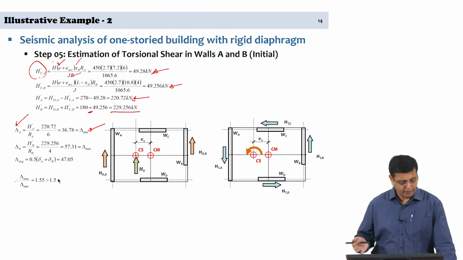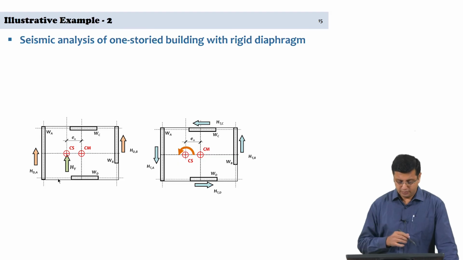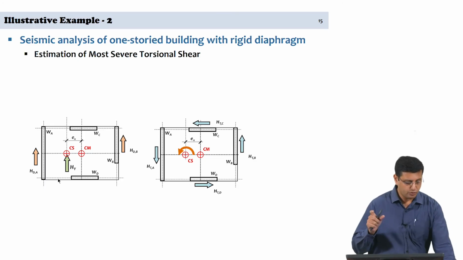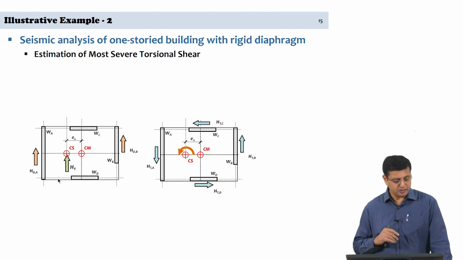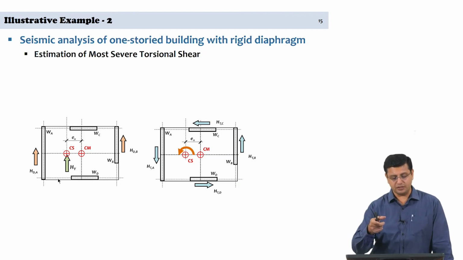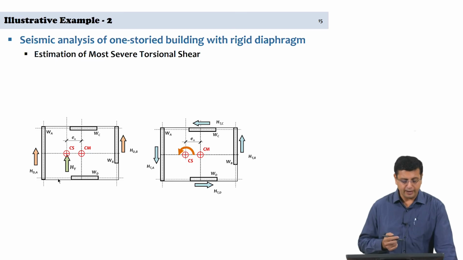So, what does the code prescribe in terms of accidental eccentricity? Keeping in mind what we are supposed to do now, we are supposed to estimate the accidental eccentricity and use the accidental eccentricity to estimate the most severe torsional shear and calculate what the total shear on wall A and wall B are going to be.